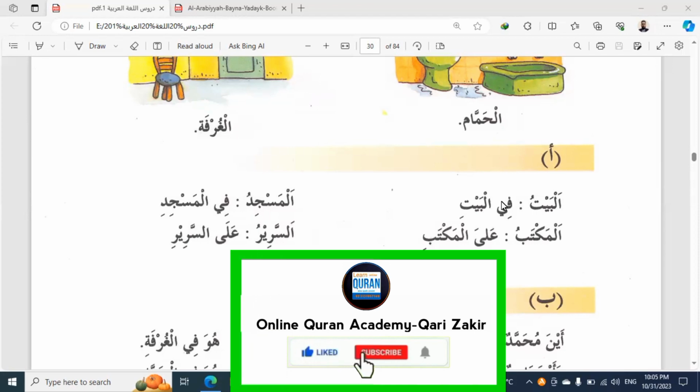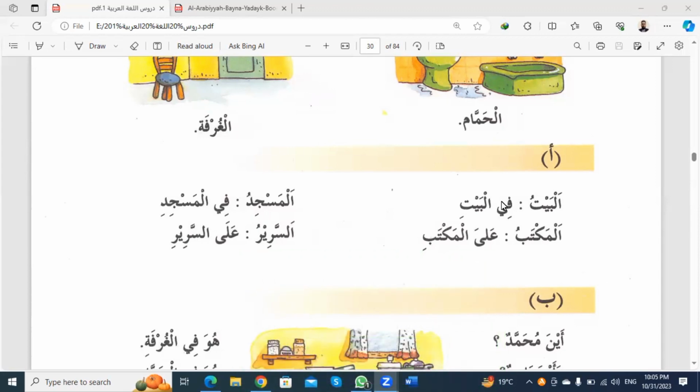Just like "fil bait," it means in the home. Al bait means home. So fee means in, al bait home: in the home, inside the home. Fi al bait is in the home. So fi means in.